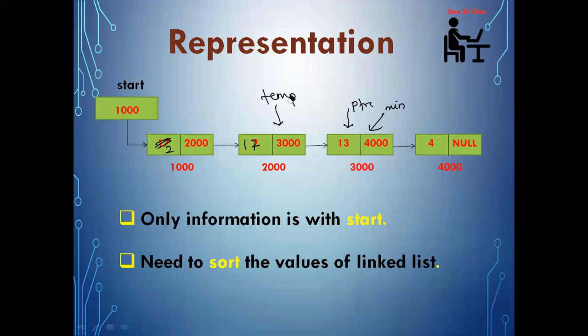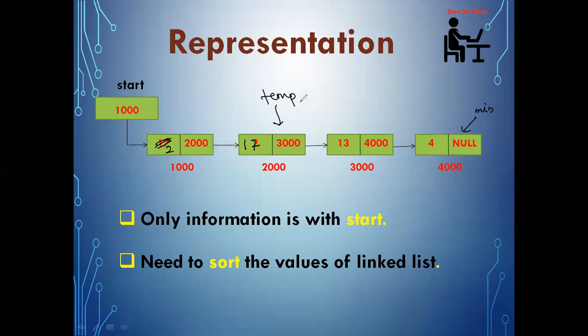Again, PTR will move to the next node. Again, I'll check whether PTR info is less than or equal to min info. True. True means my min will be updated to PTR. Now PTR will move to the next node, and once PTR moves ahead, PTR will become null. That means the second round of iteration is also over.